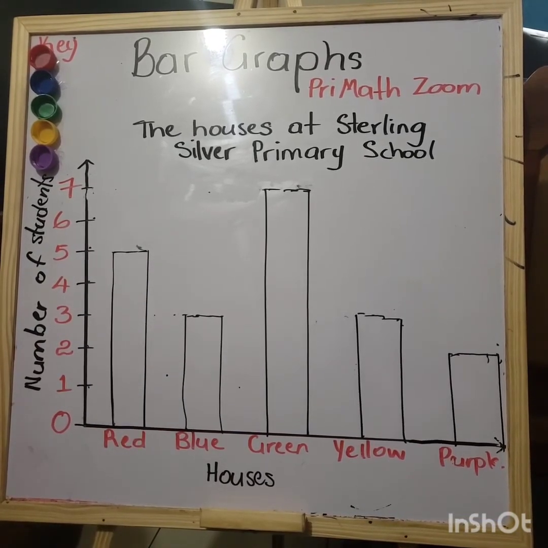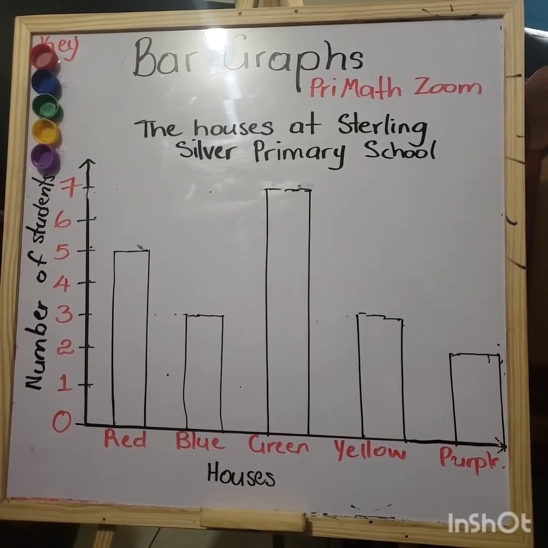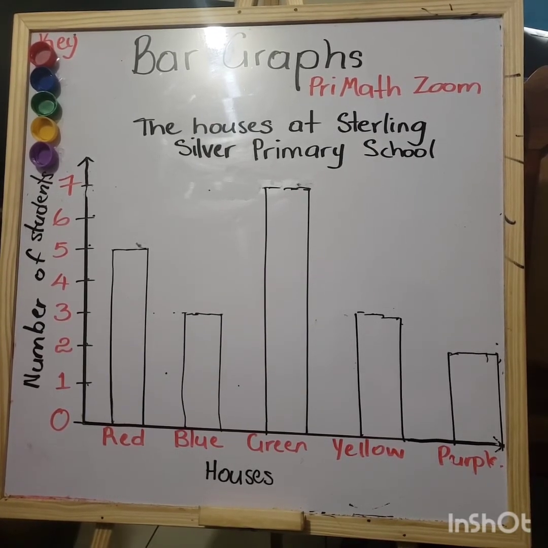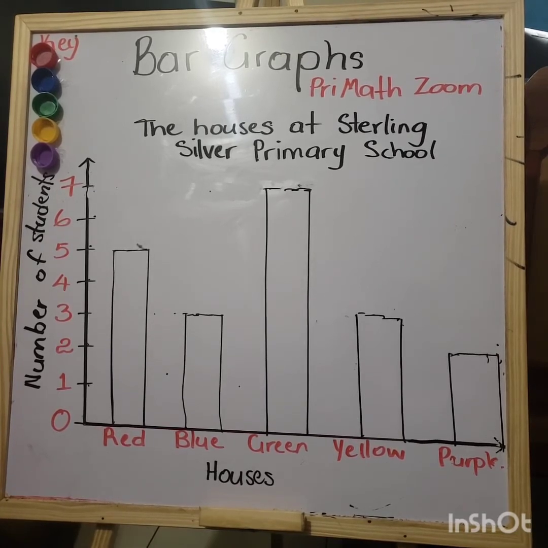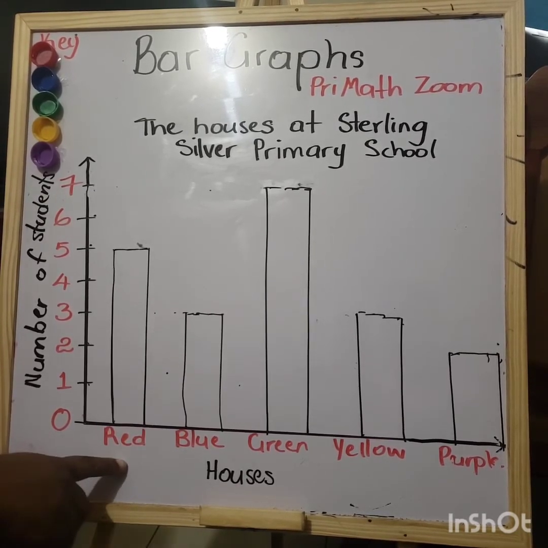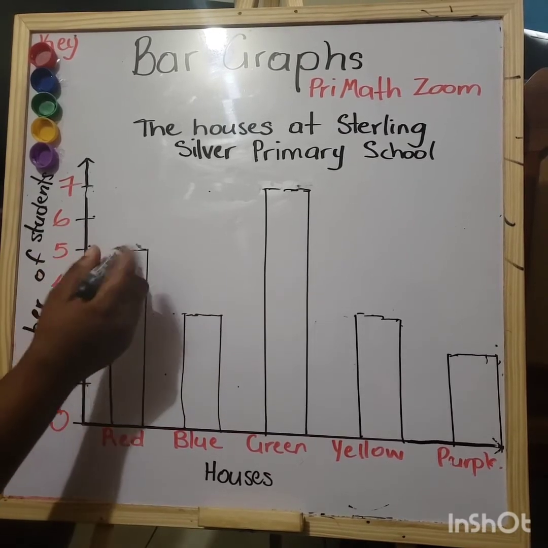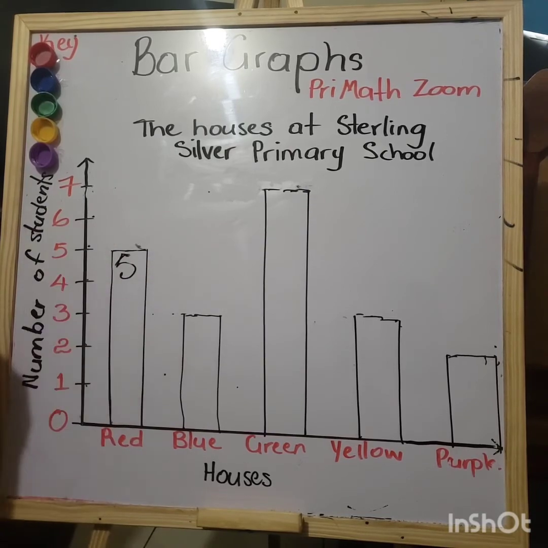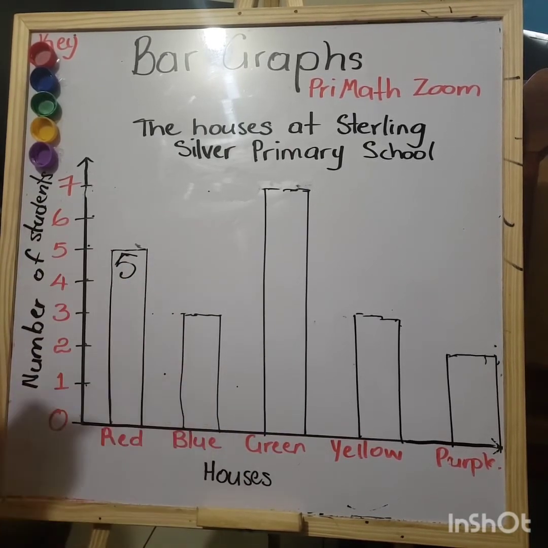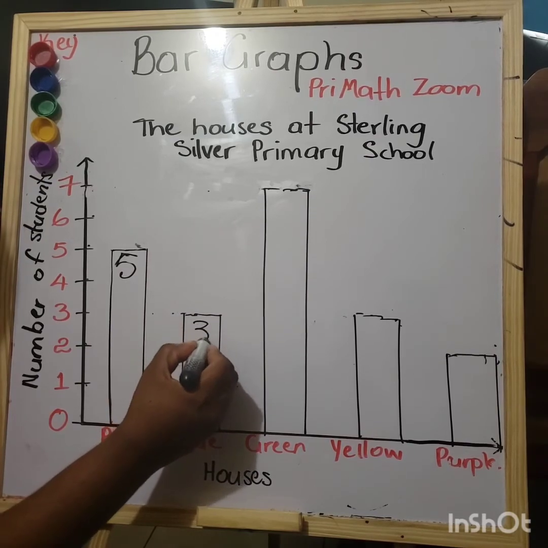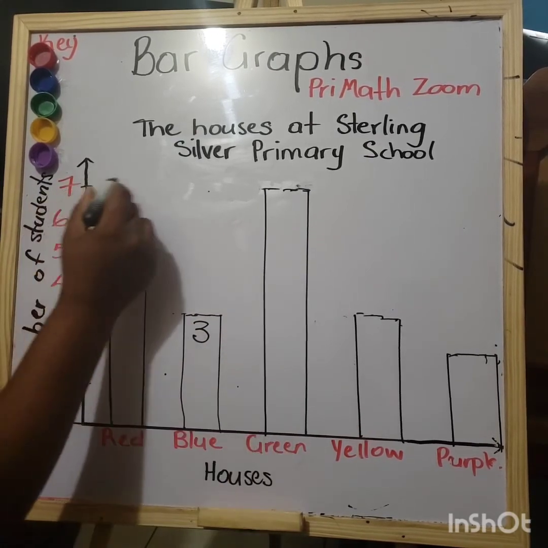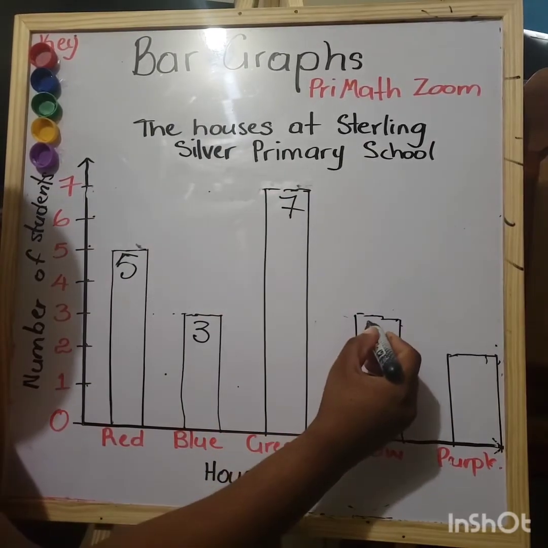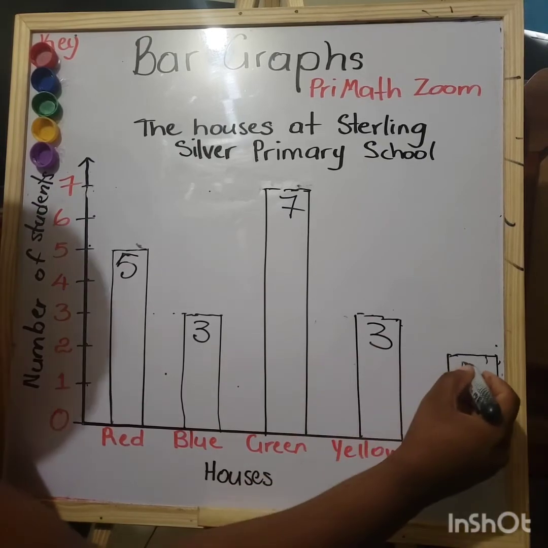So there are a couple questions that we would like to answer. The first question I want to ask is, which house has the most students? Now we know that this house, red house, has 5 students. Good, so we can put 5 here. Blue house has 3 students. Green house has, wow, 7 students. Yellow house has 3. Purple house has 2.